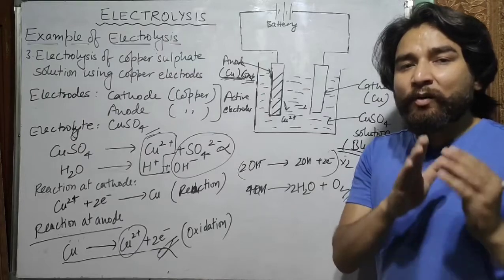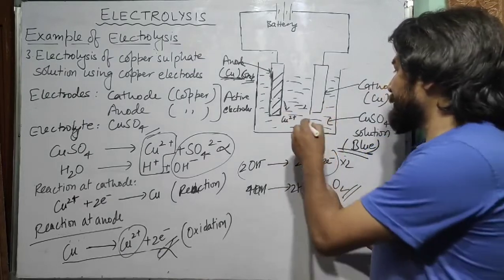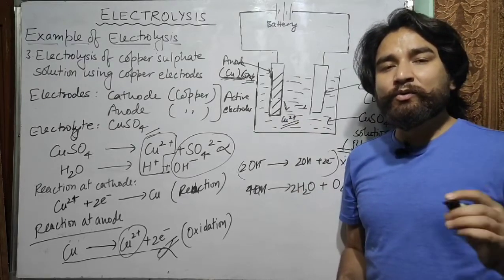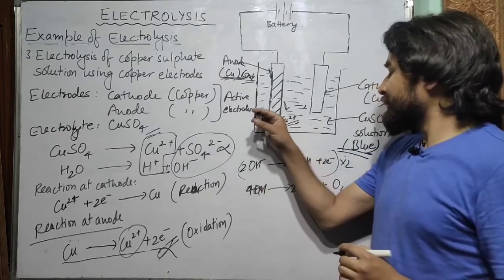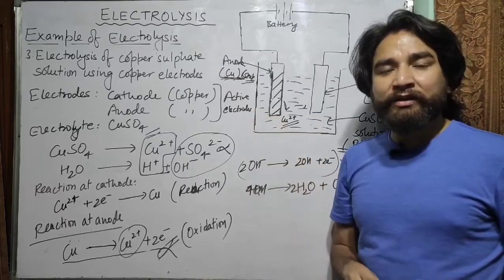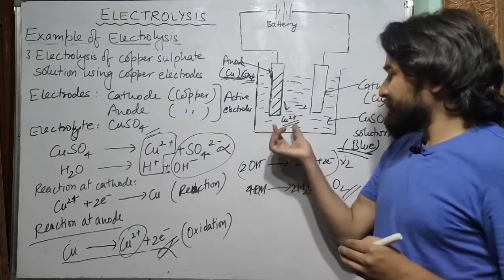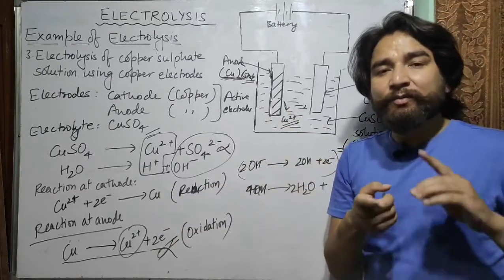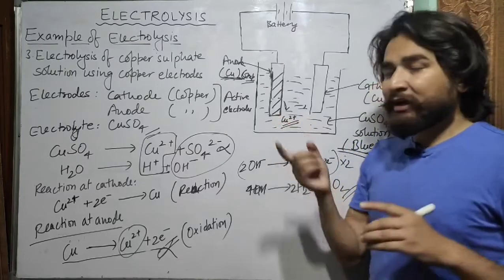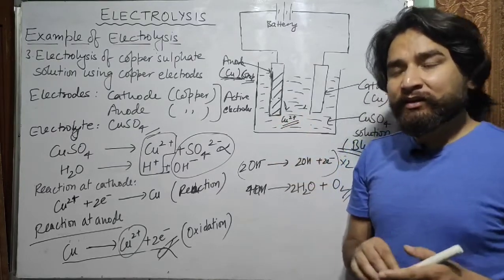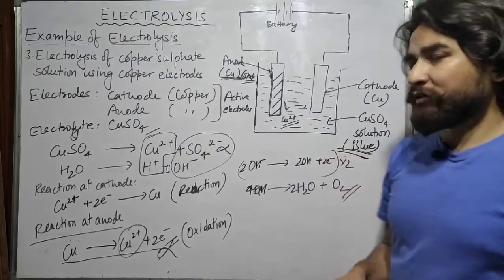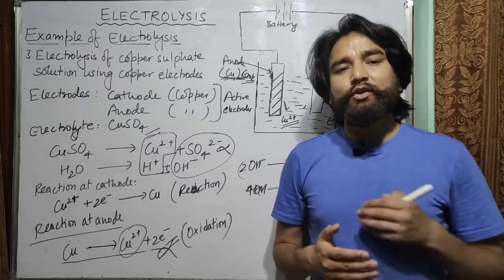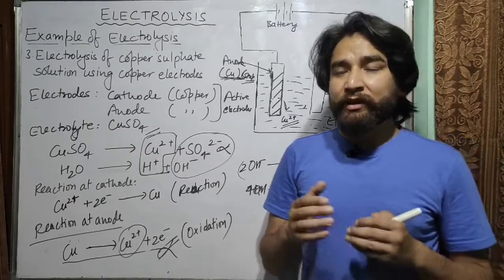Now, since the copper ions get consumed from the copper sulphate solution, there will not be any more copper ions in the solution after the reaction proceeds. Since copper ions are migrating towards the cathode, the concentration of copper ions will keep decreasing in the solution, and as a result, the blue color of the solution will fade as the reaction proceeds. So you also have to remember the observation.